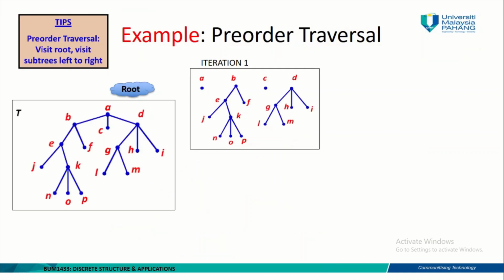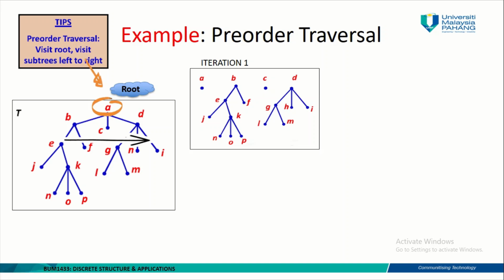Okay, we have the tree here with the root A, and the tip for the pre-order traversal is to visit the root and then visit the subtrees left to right. So the root here is A, and from left to right we have B, C, D. So the first iteration is A, B, C, D. So we bring along all the children here.